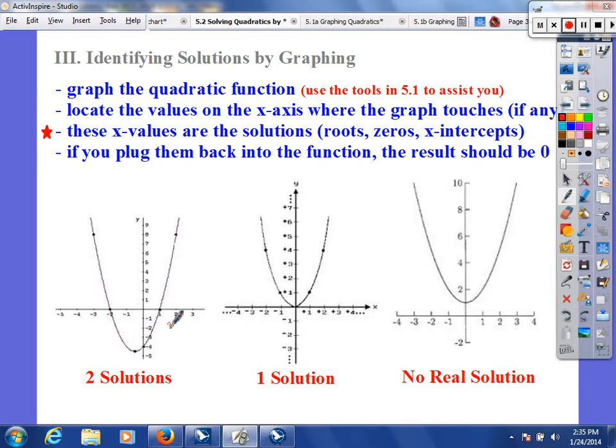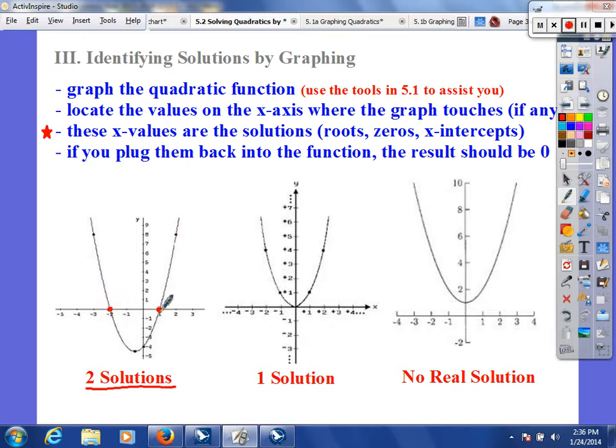So a problem like this one, notice there's two solutions. How do I know? It's because it touches the x-axis twice. Right there and right there. So notice I haven't talked about the vertex. The vertex allows us to find max or mins, and it helps us to graph. It has nothing to do with our solutions. Our solutions are the x-intercepts.